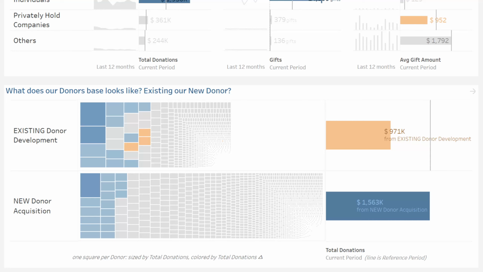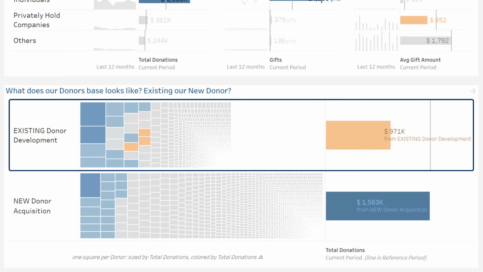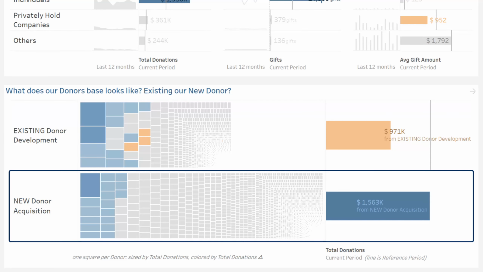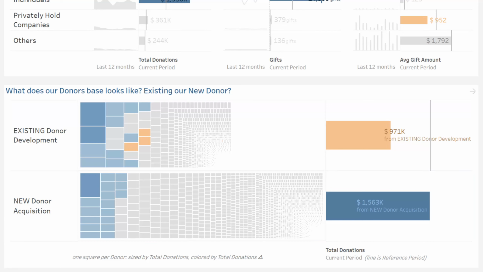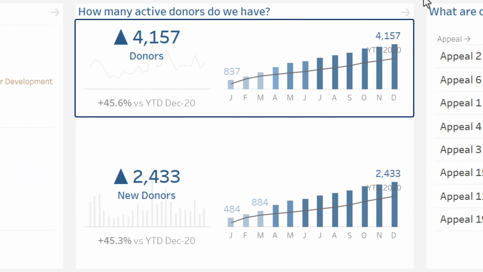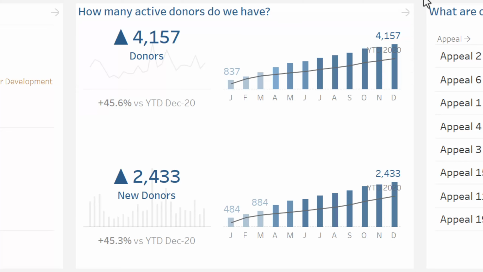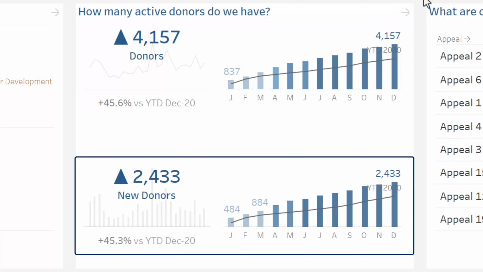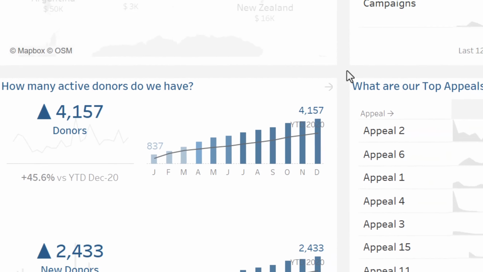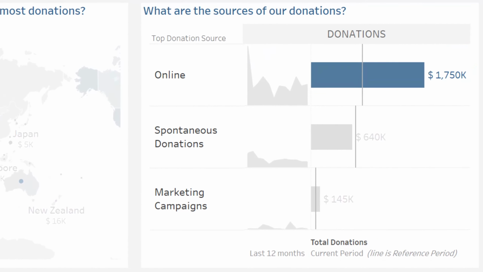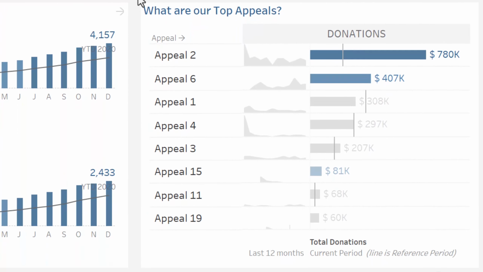Below, what does your donor base look like? Are the donations from existing donors, or are they new donors? How is the total number of your donors evolving? Are you able to develop also with new donors? Finally, on the right, what are the top sources of donations? And what are your best performing appeals?